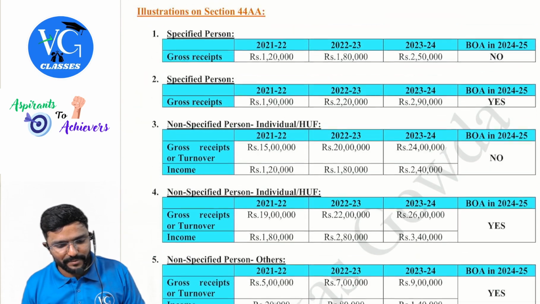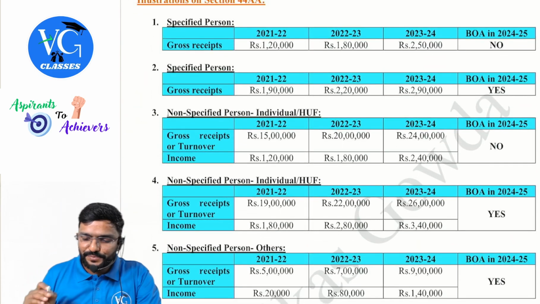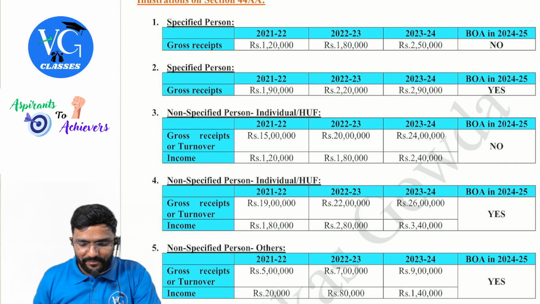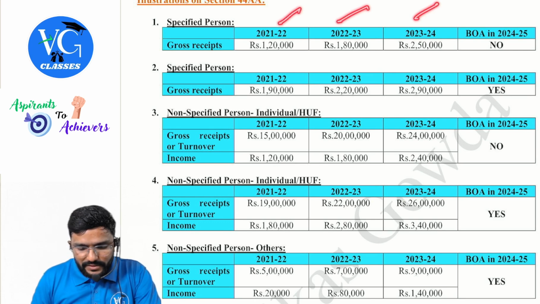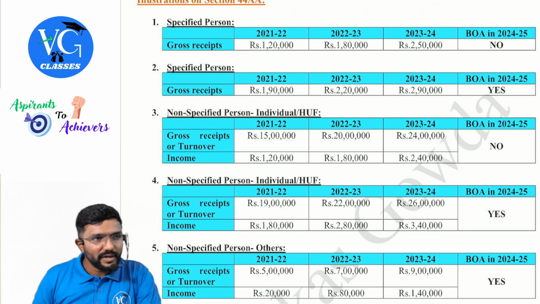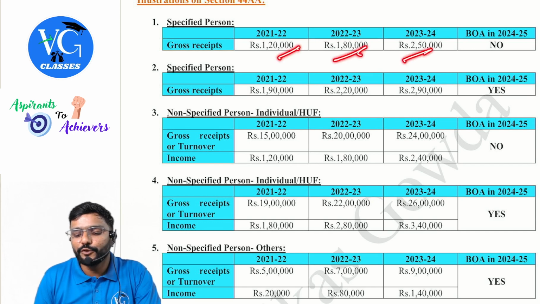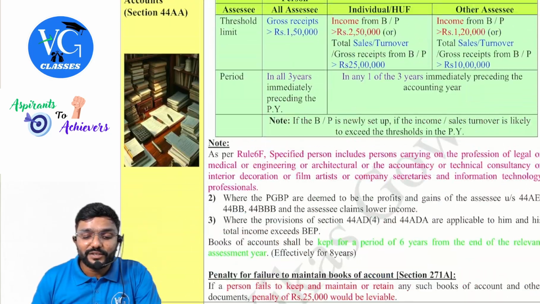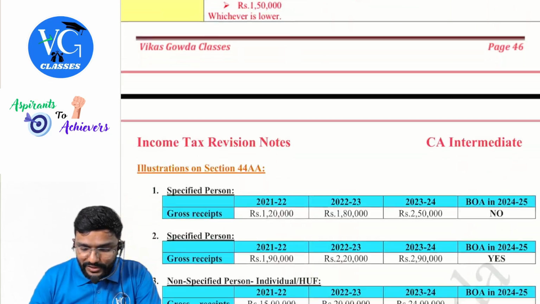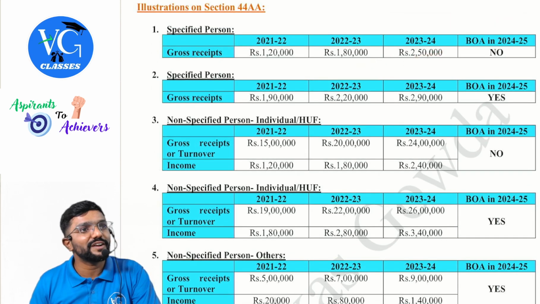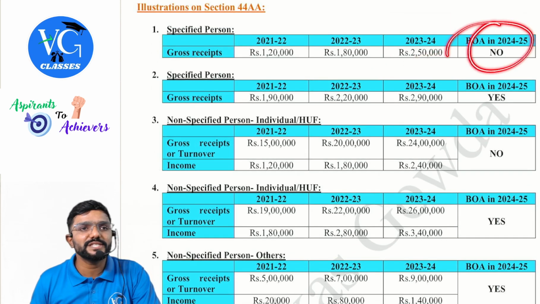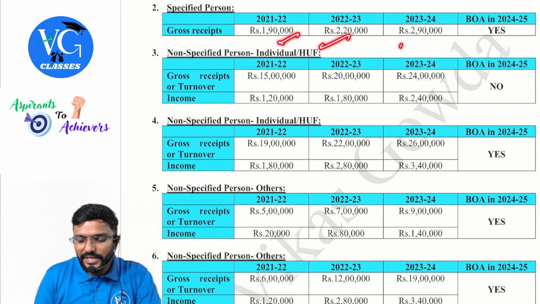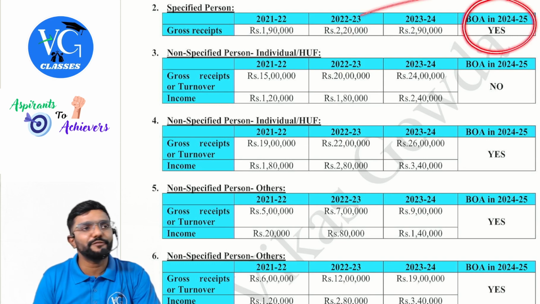Okay. I have given some examples here, illustrations. Let us see, guys. Specified person we are seeing, should he maintain books of accounts for the previous year 24-25? Now check. For all 3 years, what are his gross receipts? 120, 180, 250. For all 3 years, it should be more than how much? 150. Actually, it is more than 150 for 2 years, not for all 3 years. So should he maintain books of accounts in the previous year 24-25? No, sir. Next, you can observe here all 3 years more than 150. Should he maintain books of accounts in 24-25? Yes.